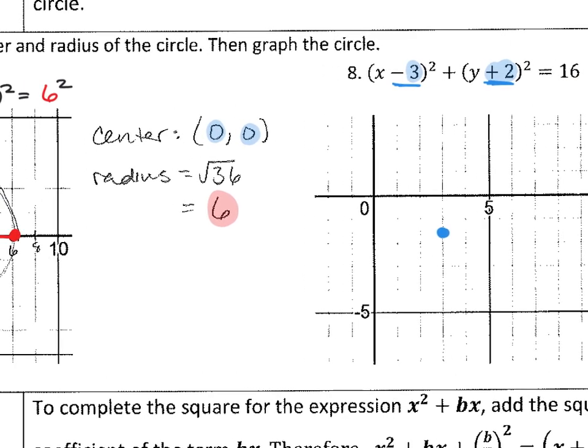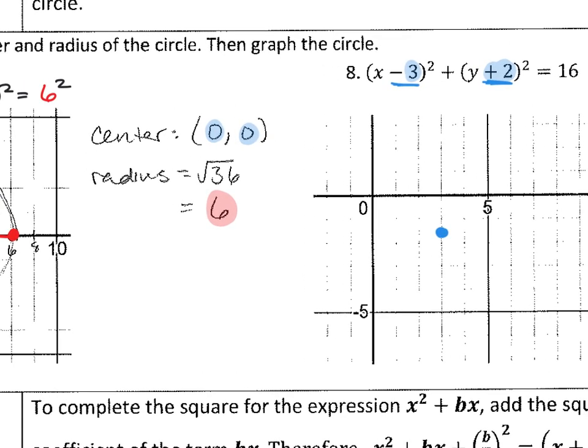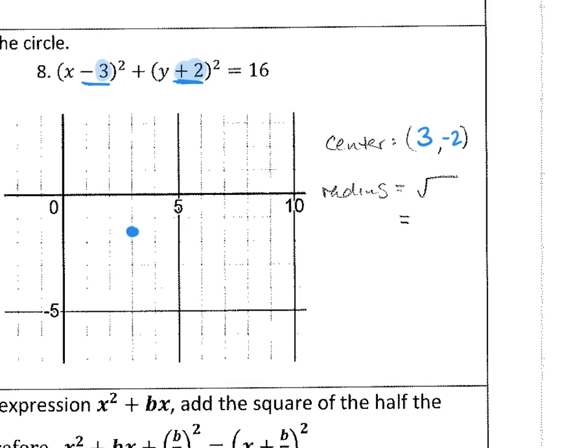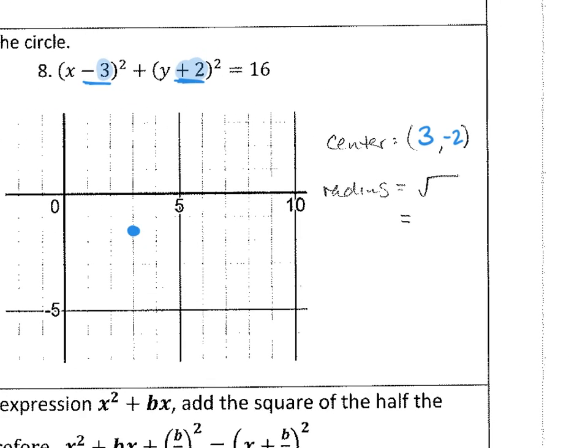I took the number that was in the equation, and what did I do to it to find the radius? Square root. Okay, so what is our number in the equation? 16. What's the square root of 16? 4. So we're going to go from the center, and we're going to count 4 steps left, right, up, and down so that we can make a nice circle.